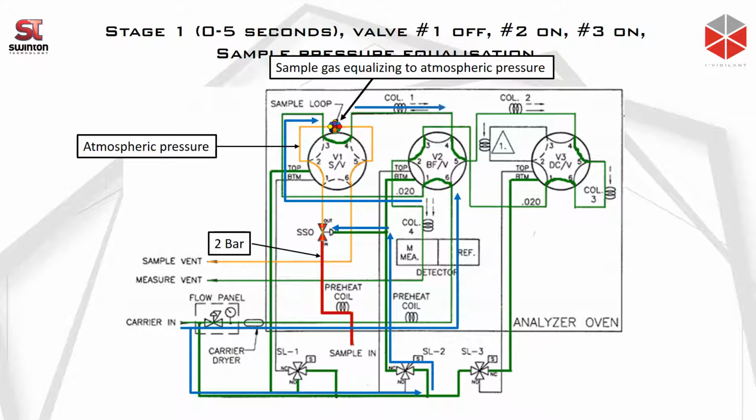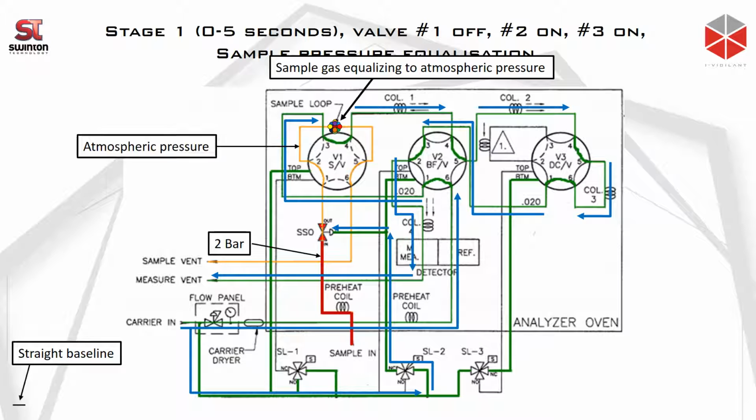If we see the flow, helium will go in through the reference detector, and then it will go to column 1 without pushing any sample gas. So it's still purely helium going into column 1, and then helium goes into column 2 through column 3, and eventually out through the measurement detector. The baseline here is still straight, because we have helium in the reference detector and helium out of the measurement detector. So we'll have a straight baseline.